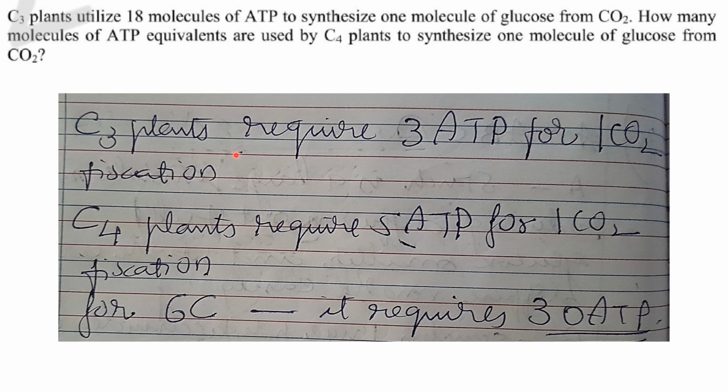Now C3 plants require 3 ATP for 1 carbon dioxide fixation because it is 18 molecules for 6 carbons of glucose. So 1 carbon of glucose will require 3 ATP molecules. Now C4 plants require 5 ATP for 1 carbon dioxide fixation. So for 6 carbon molecules of glucose to get fixed, it requires 6 fives, that is 30 ATP molecules.